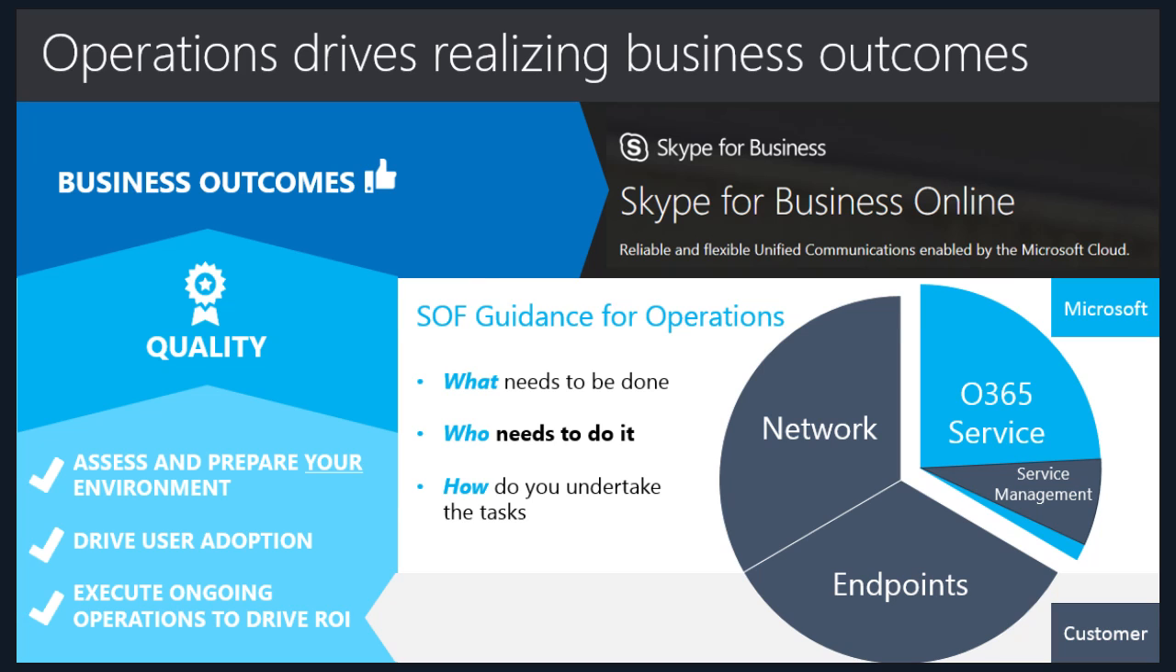The operations guidance in this release of SOF covers what needs to be done, who needs to do it, and how you should do this. And all of this is really there to ensure that we are delivering the quality that supports the business outcomes that the customer is trying to achieve in the first place. The what and how part is covered in the Managing a High Quality and Reliable Service Delivery session.